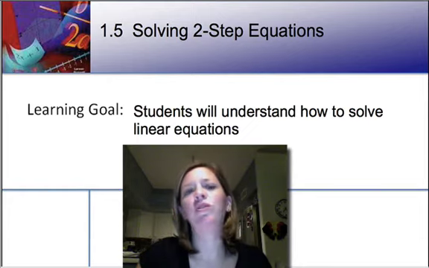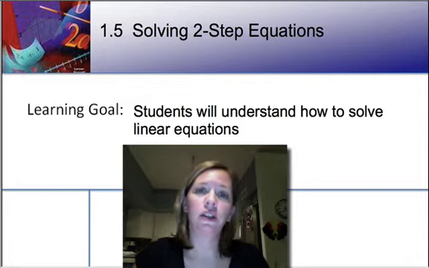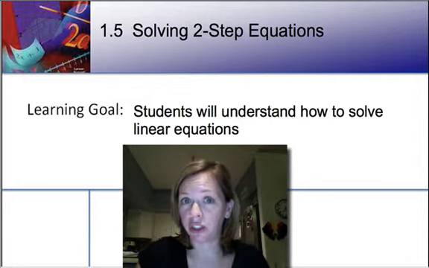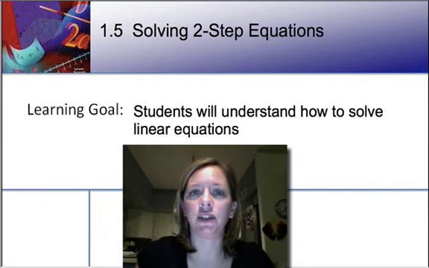In section 1.5, we're going to focus on solving two-step equations. So we're still working on our learning goal of solving linear equations, and we're kicking it up just a teeny tiny little bit, and we're adding an extra step.